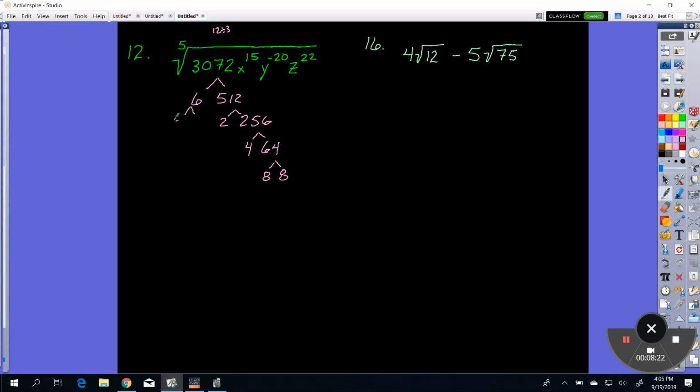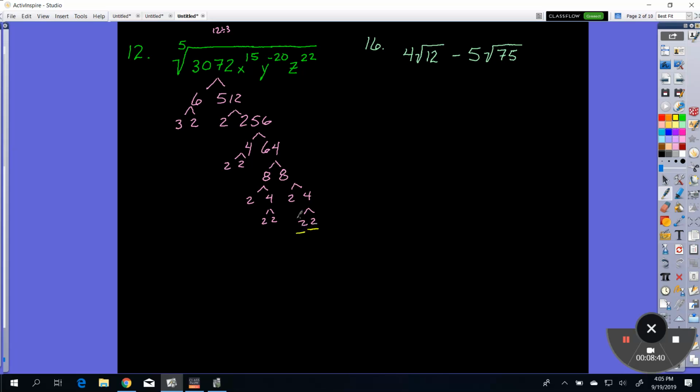So 6 is 3 and 2. This 4 is 2 and 2. Then 8 is 2 times 4. So there's another 2 and 2. 8's 2 and 4. So there's another 2 and 2. So I'm now looking for groups of 5 of the same thing.